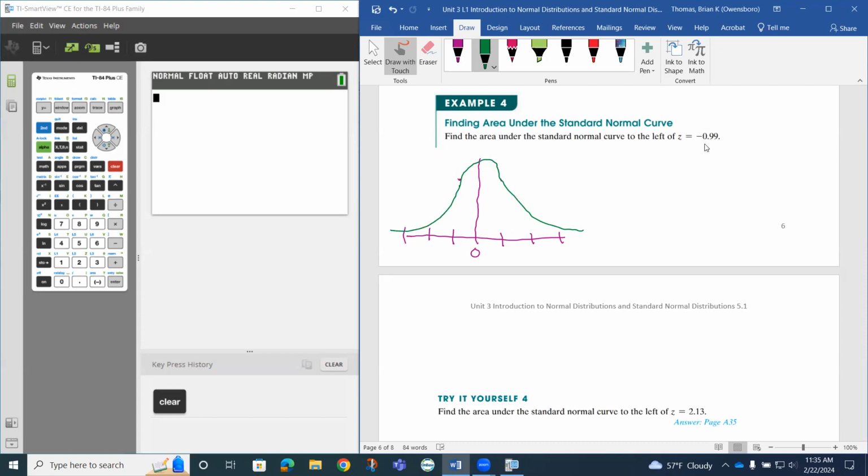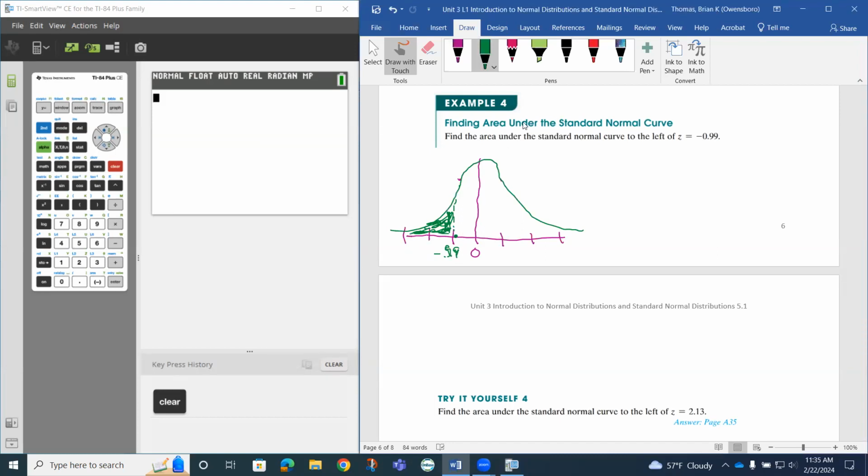So negative 0.99 is going to be just not quite to -1. What we want to do is find the area to the left of this value here, negative 0.99. So we're looking for this area over here. What we do is use the cumulative area, which, remember, goes from left to right.